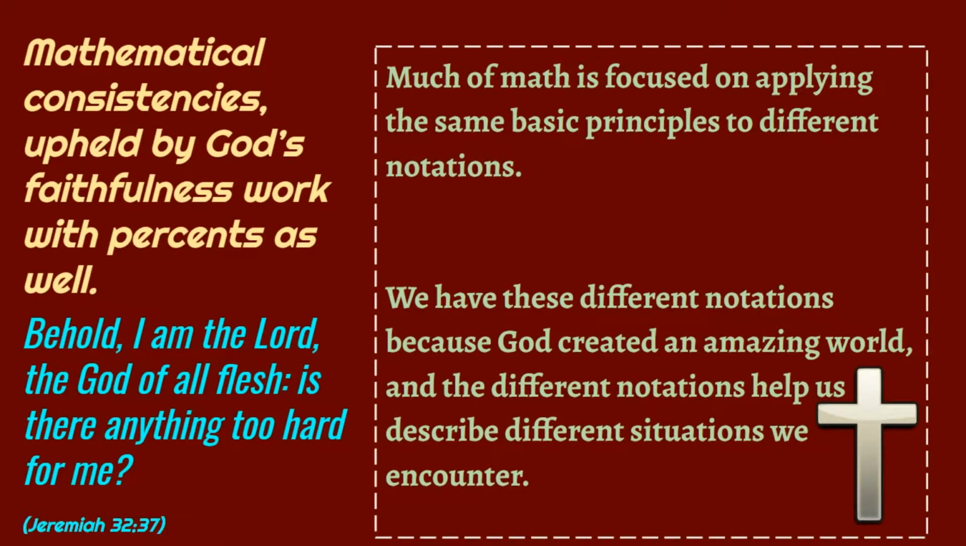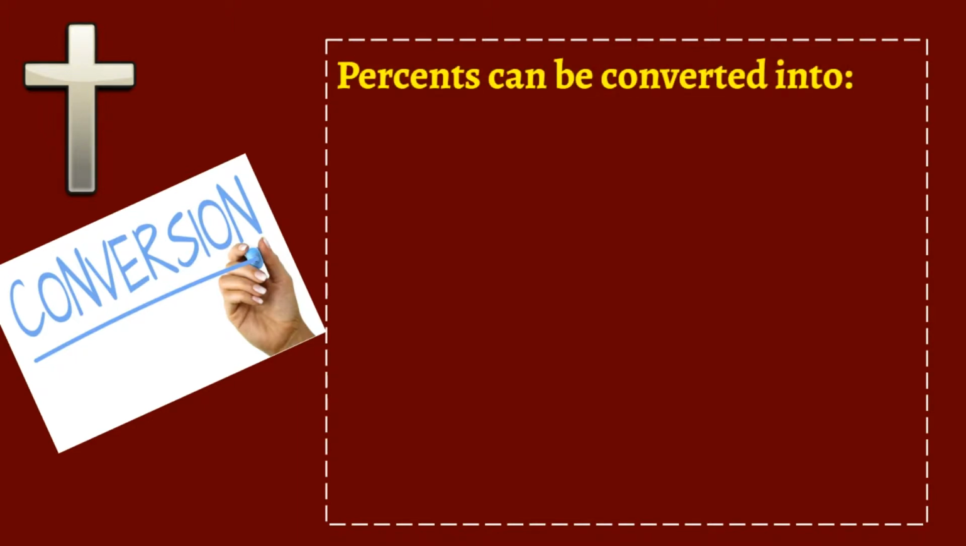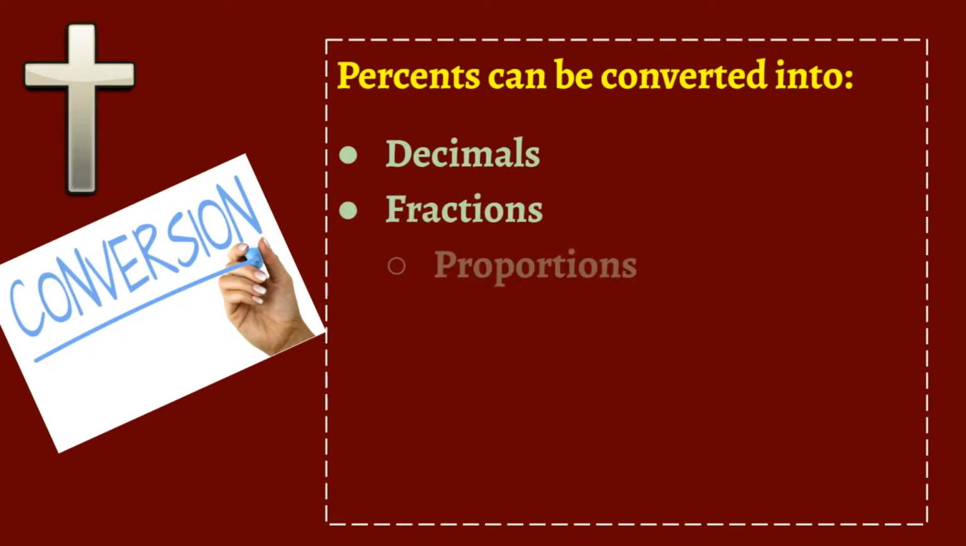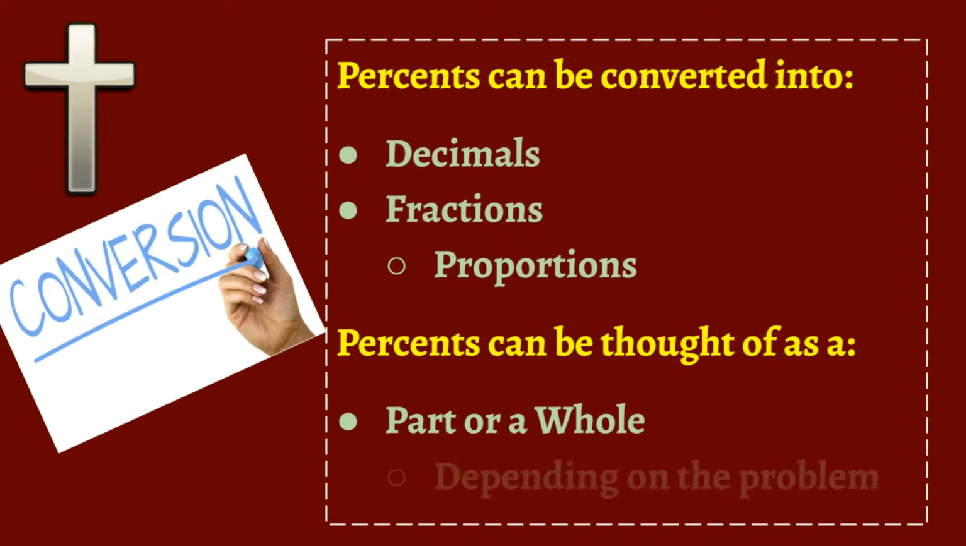So I already talked about the different notations. You can use a fraction, decimal, percent, or ratio. It just depends on which situation you need. So we're going to talk about conversions. Percents can be converted into decimals, fractions, which could also be listed as proportions. They can also be converted to ratios, which I'll show you later. Percents can be thought of as a part or a whole, which we'll get into this chapter. And it really just depends on the problem.